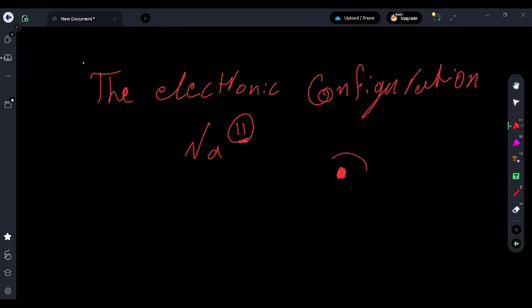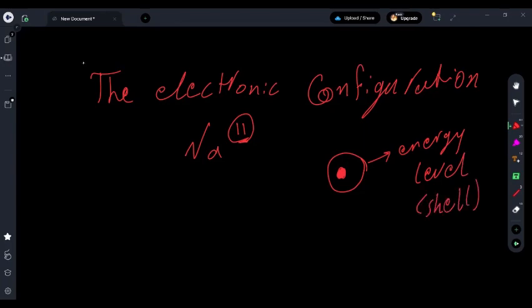Around the nucleus, there are the energy levels, like that. Sorry for my drawing right now, but just stay with me. This is level number one around the nucleus. The first circle around the nucleus, we call it an energy level, or we call it a shell. What exactly is the energy level or the shell? It's just the places inside which the electrons orbit around the nucleus.